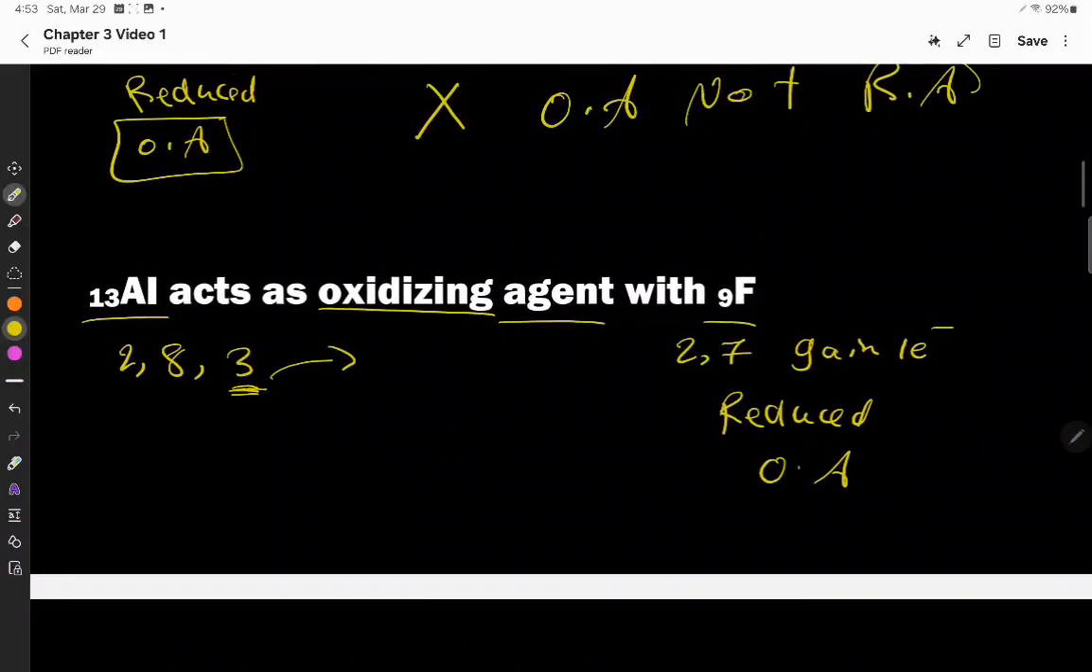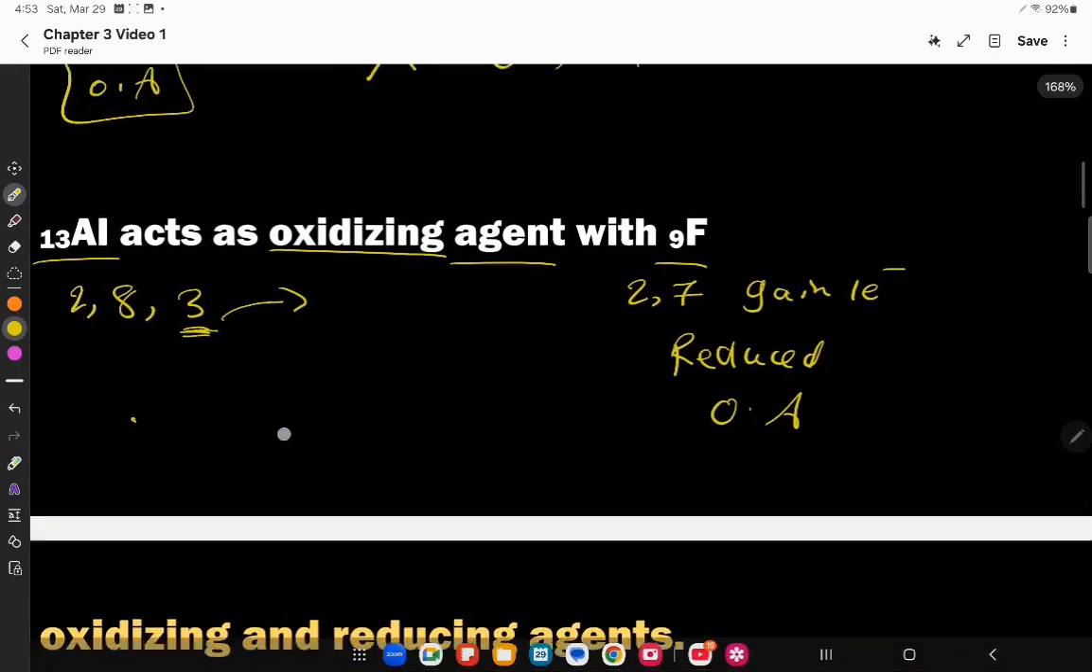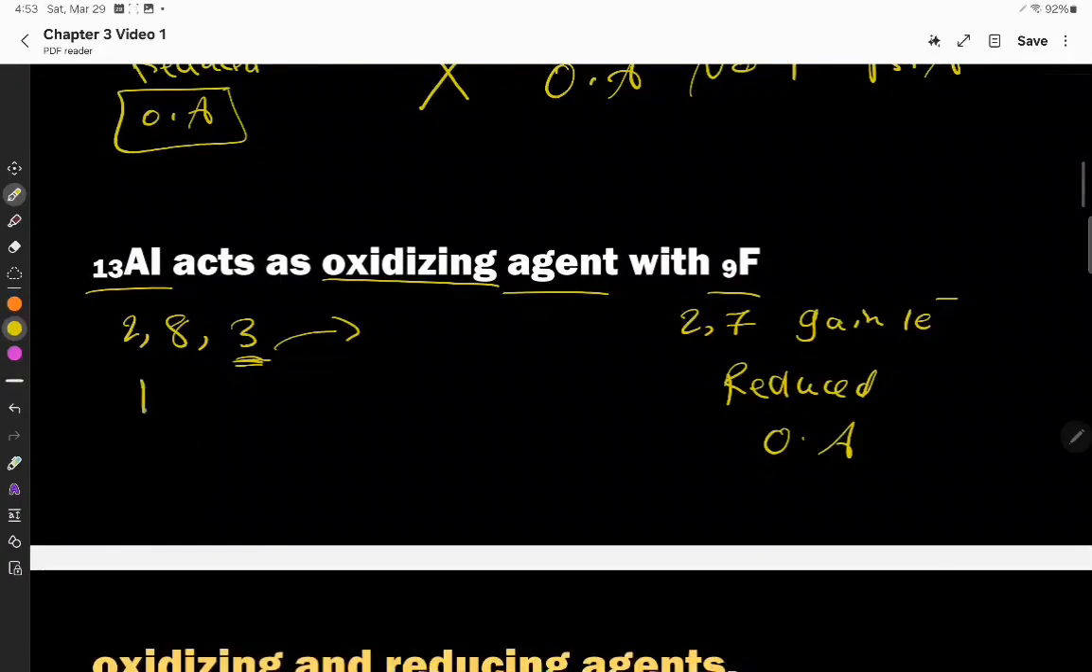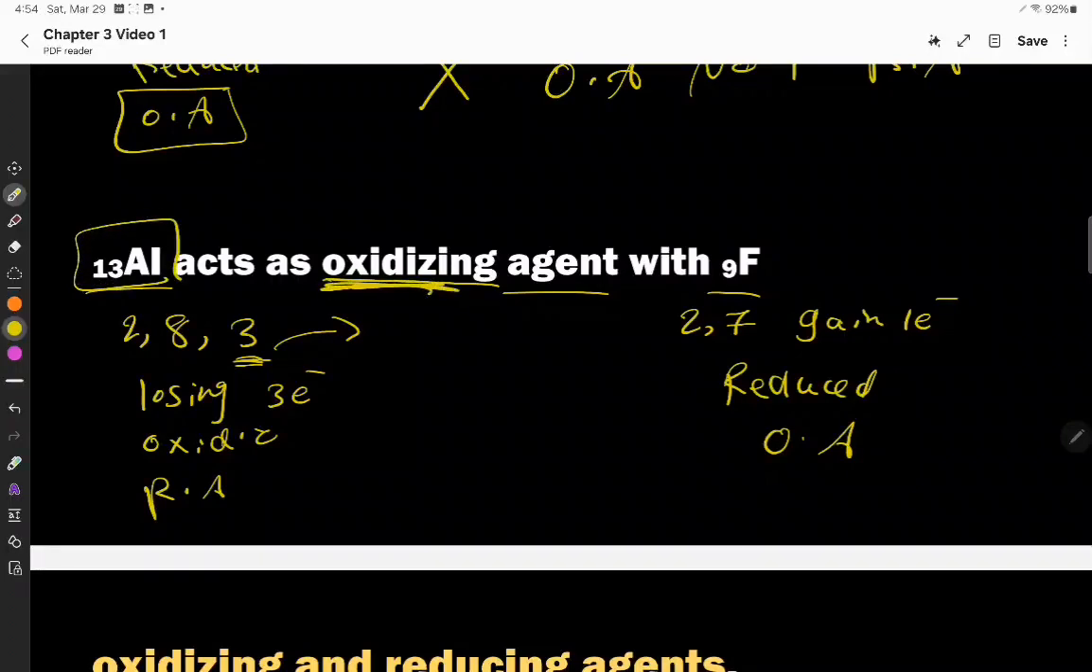This aluminium has 3 valence electrons. Is it going to lose them or gain 5? No, losing is easier for aluminium. Losing 3 electrons, it will be oxidized. It will be reducing agent. It tells you Al is oxidizing agent. No, it is not oxidizing agent. It is reducing agent with fluorine.